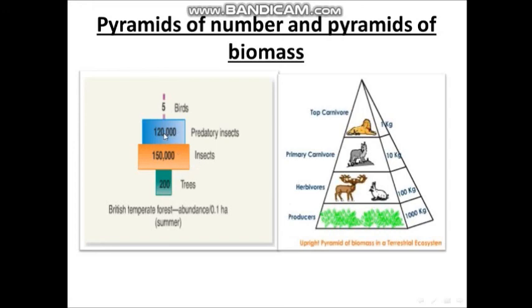And these insects can be eaten by 120 predatory insects. Now these 120 predatory insects are enough for 5 birds to eat. So here we will see that 200 is a lesser number, then we have insects that is a bigger number, predatory insects but they are a lesser number, and there are at the top only 5 birds. So this makes the shape of this pyramid. But when I change the number to the mass, the pyramid takes the triangular shape.